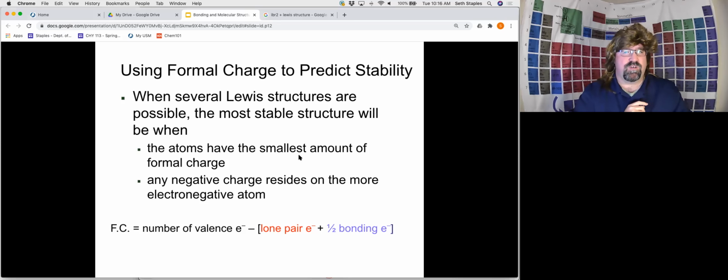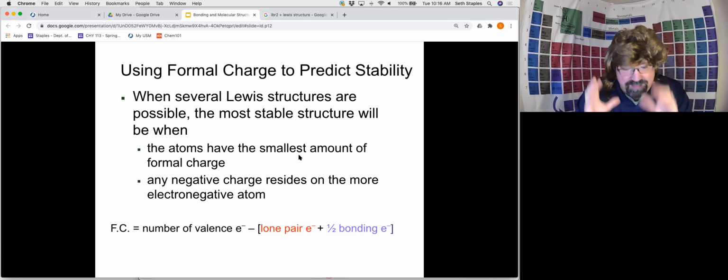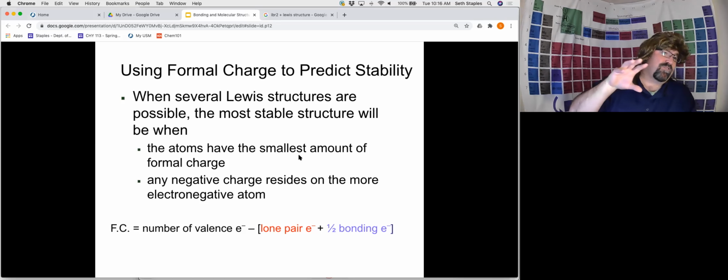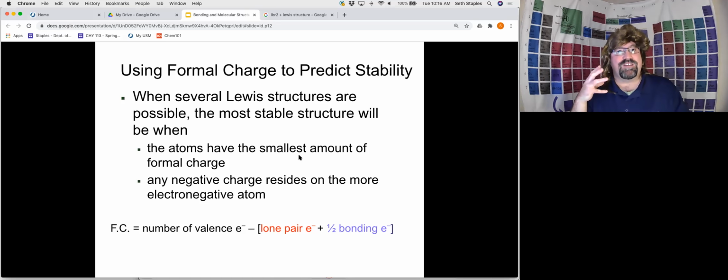Sorry, I should redo this equation. I don't really like the way it's got the parentheses on there. But ultimately, we take our valence electrons, and then we subtract all of the electrons around it. But when we're subtracting all those electrons around it, we're subtracting only half of the actual bonding electrons.